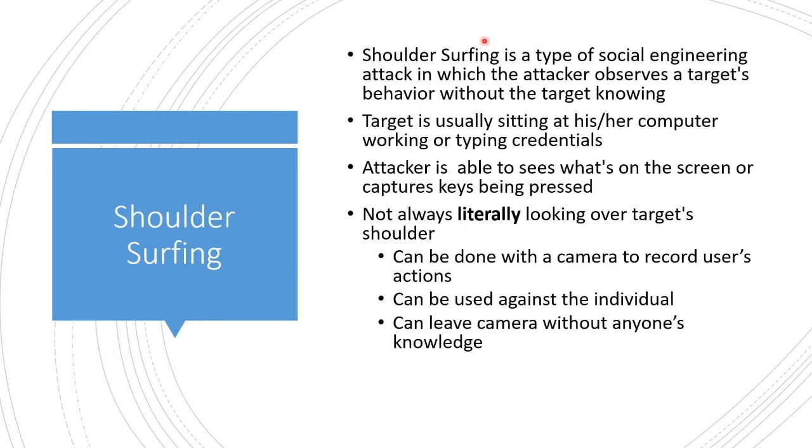Shoulder surfing, another type of social engineering. We're observing the target's behavior without them realizing it. So we're watching them from a distance, or we're looking over their shoulder, or we're using a phone across the room recording their PIN patterns and their key swipes and stuff. The target is sitting at their computer, working or typing, and we're able to see what's on the screen, or we're able to see the keys that are being pressed. It's not always literally looking over someone's shoulder. We could have planted a camera, or we could have our phone use the camera across the room. Anyway, it's used against the individual. We could leave something without anyone's knowledge so that we can spy on them. That's shoulder surfing.